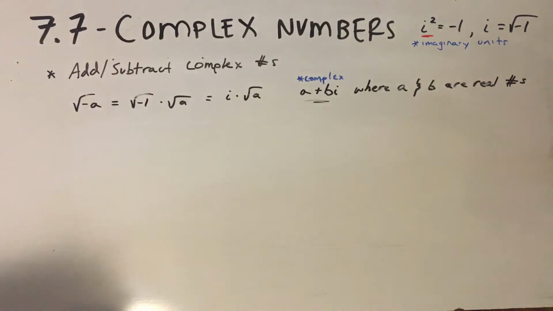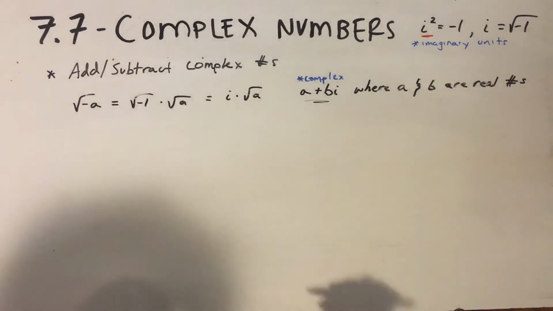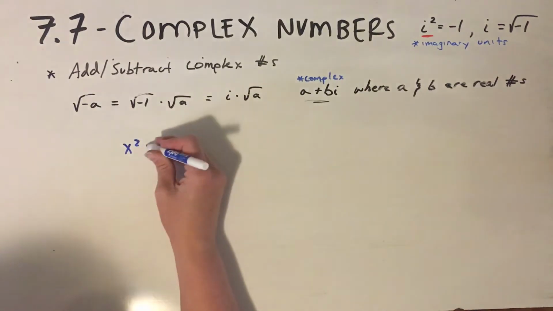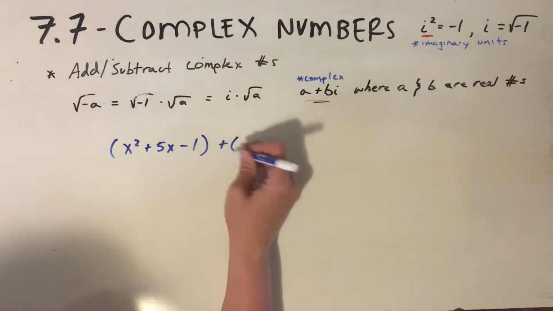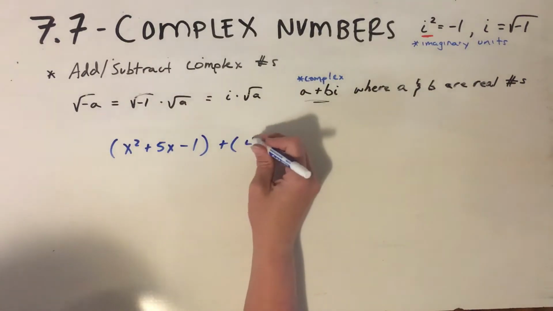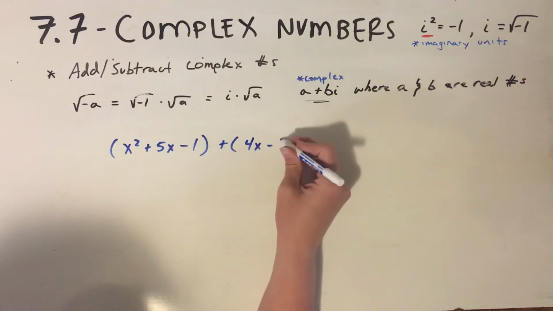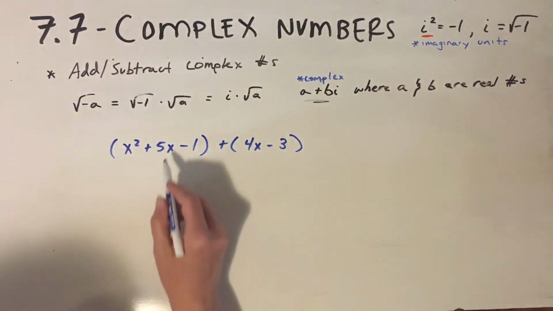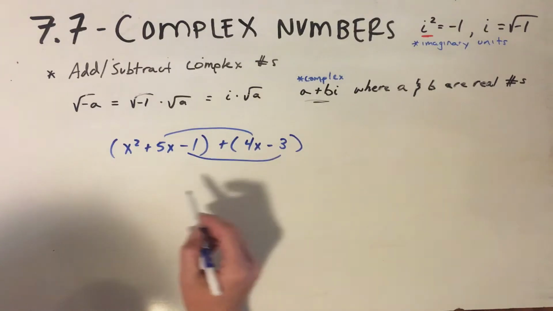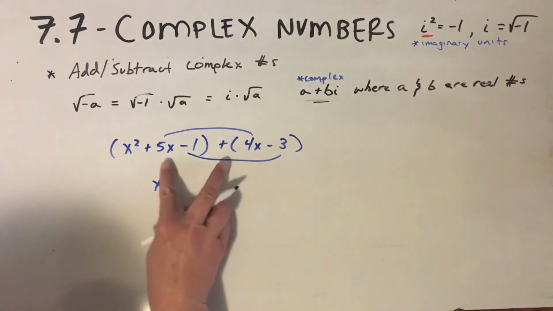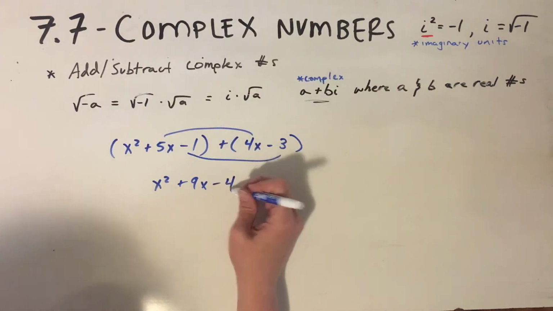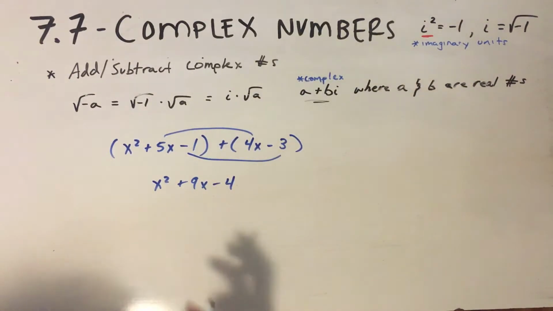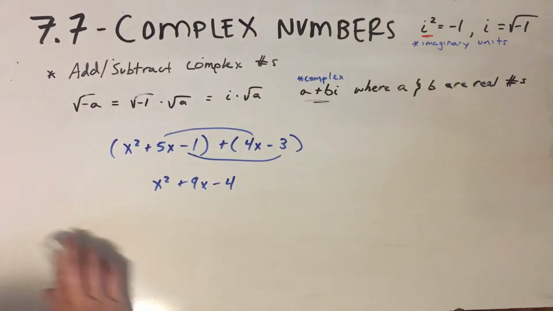We're just going to treat this like it says x, or a polynomial. So if I had x squared plus 5x minus 1, and I wanted to add that to, say, 4x minus 3, I'm literally going to say, hey, these are like terms and these are like terms. So I would get x squared plus 9x minus 4. So I'm just combining like terms. Well, like terms are exactly what you think. Again, we're going to treat i's as like terms.